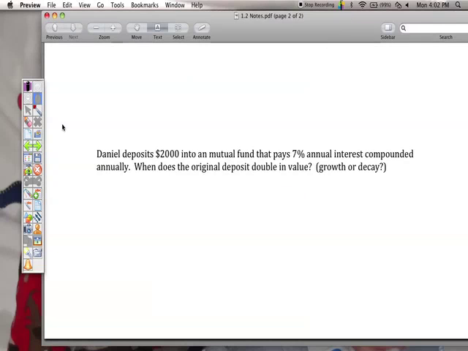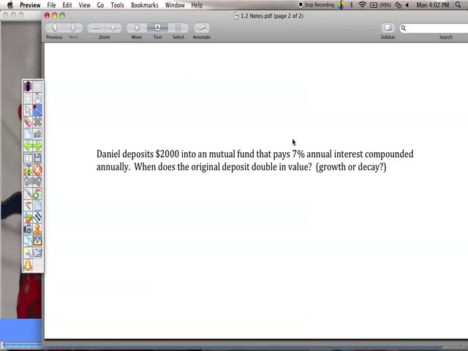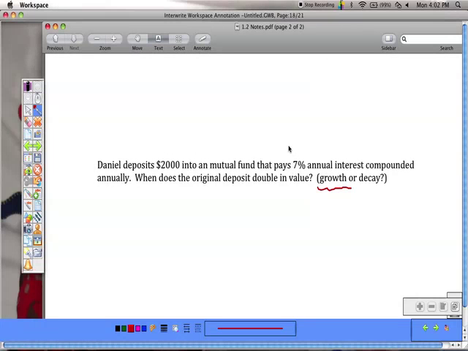So let's say Daniel deposits $2,000 into a mutual fund that pays 7% annual interest, compounded annually or every year. When does the original deposit double in value? So first of all, is this growth or decay? He's gaining interest, so it's a growth. So first step, change this to a decimal. This will be 0.07. But remember, if it's growth, it has to be bigger than 1.